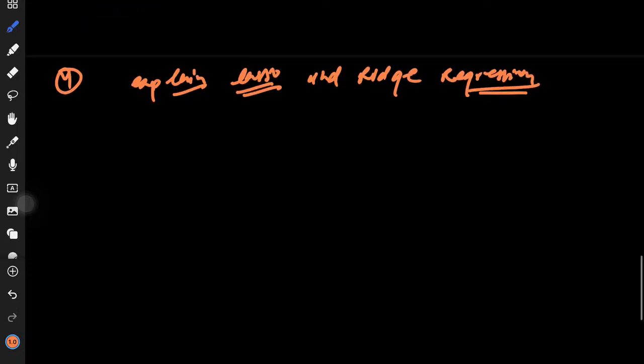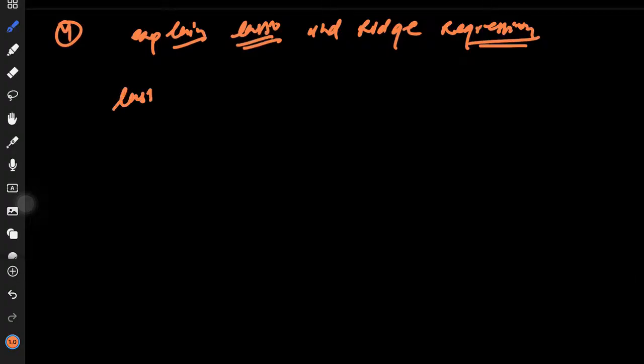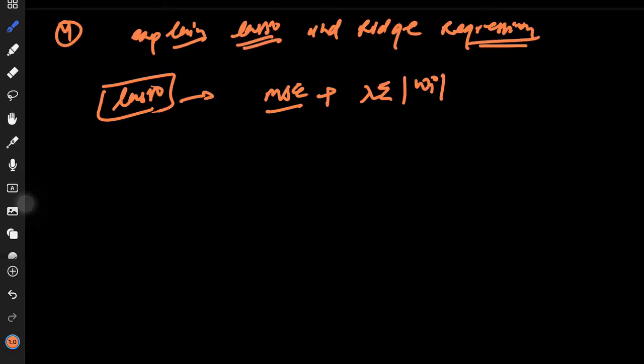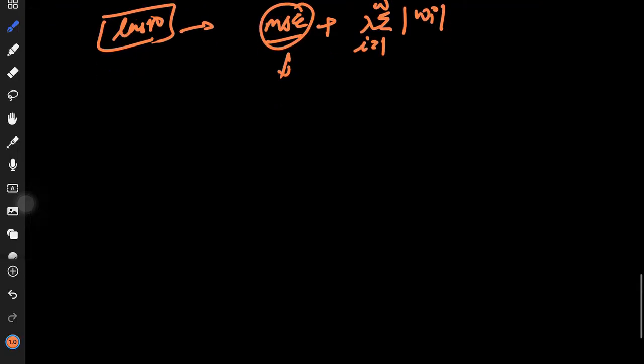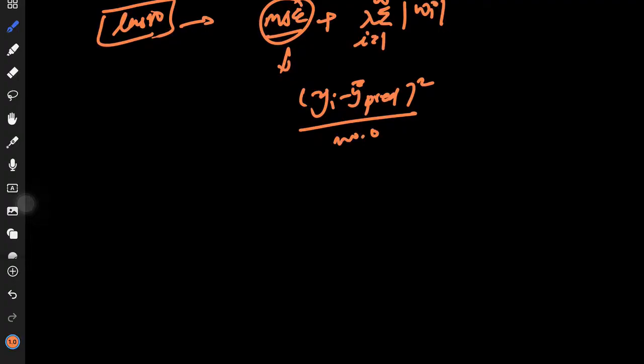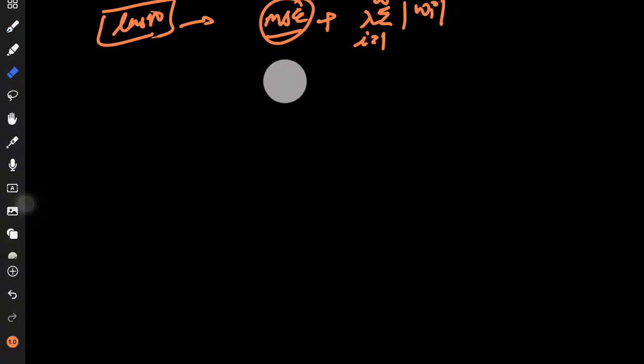Okay, so the lasso regression is mean squared error plus lambda times the summation of the modulus of the weights. So what is mean squared error? The mean squared error is basically the summation of (yi minus y predicted) squared, upon the number of features. So this is our mean squared error term.